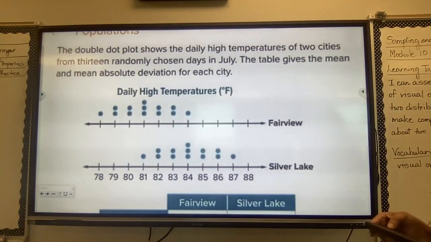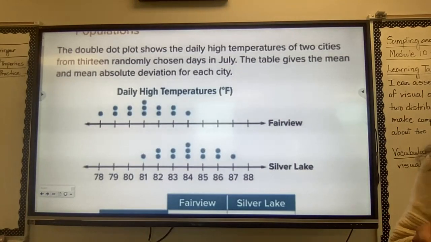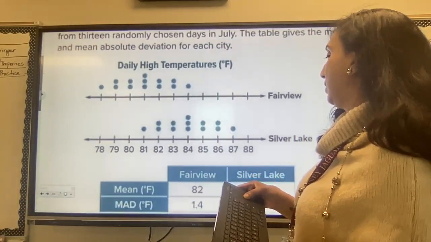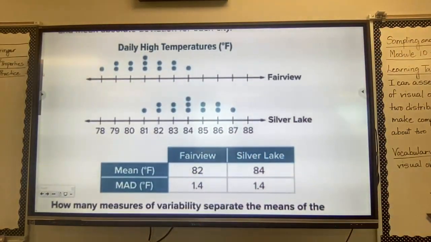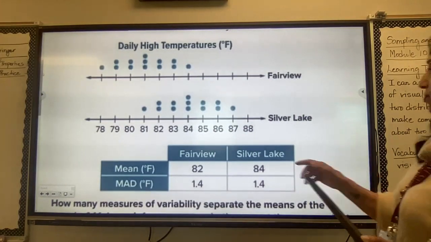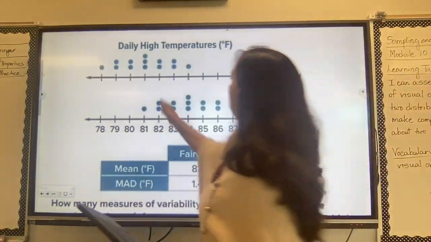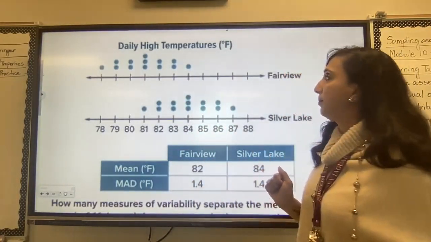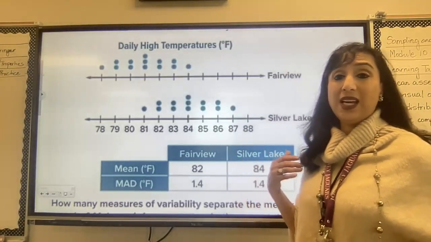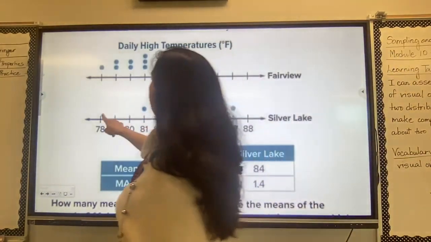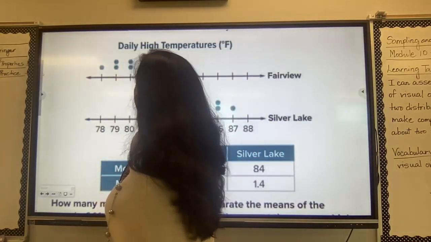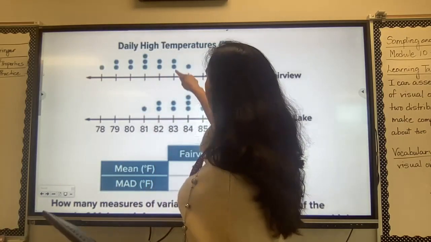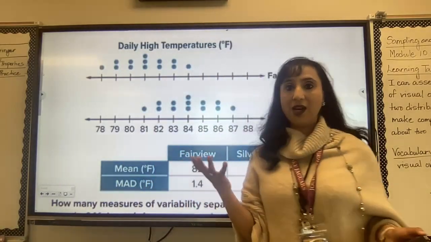Here is what I have, because the mean absolute deviation and your mean has been calculated. For Fairview, your mean is 82, and for Silver Lake, your mean is 84. Remember, we are basically accounting how many they are in each. So this is 78 times 1, 79 times 2, 80 times 2, 81 times 3, 82 times 2, 83 times 2, 84 times 1, etc. in order to find the mean.